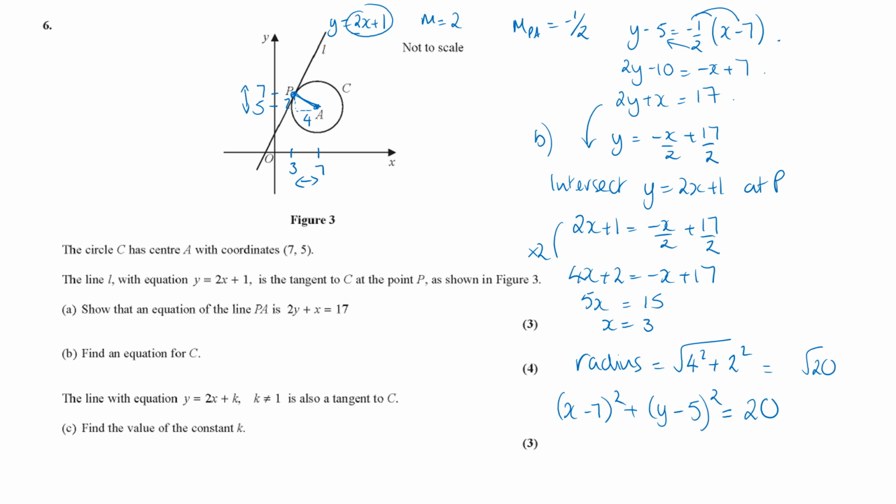Next part, the line with equation y equals 2x plus k, where k is not equal to 1, so not the same as the given line up here, is also tangent.